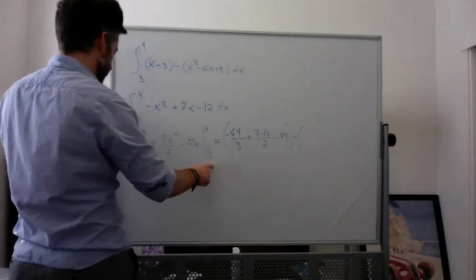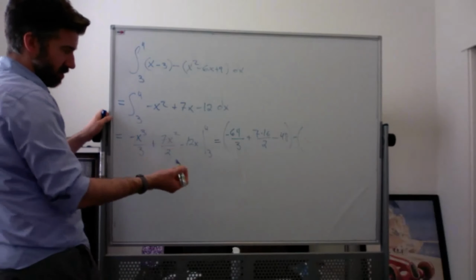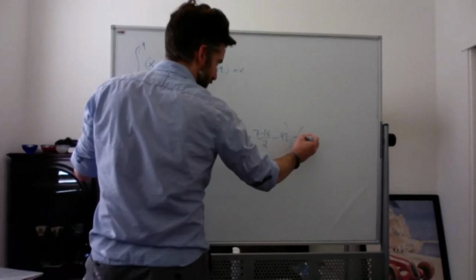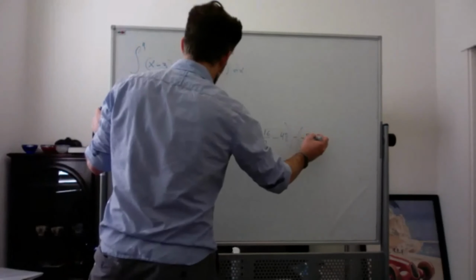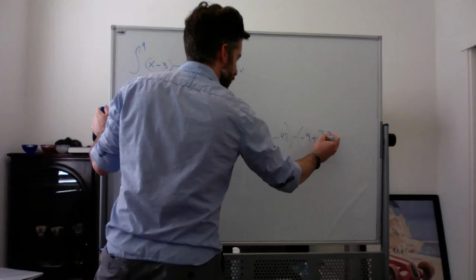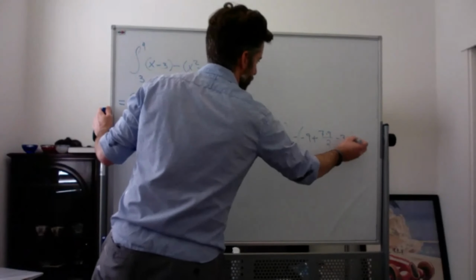minus, and then we plug in 3. The nice thing about plugging in 3 here is that one of the 3's will cancel, so minus 3 cubed over 3 is just minus 3 squared, or minus 9. 7 times 3 squared is 7 times 9 over 2, and minus 12 times 3 is going to be minus 36.